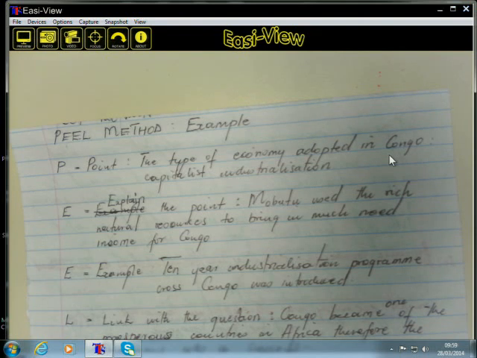Therefore, the economy was a success, because you are talking about the successes. It means that you have to indicate that because I'm talking about the successes, this is what happened. Therefore, the economy was a success. And then when you come to the failures or the challenges, after giving the point, explaining the point, and giving example, when you link that to the question, you must indicate that that is why I said that there was a failure or there was a challenge in Congo.